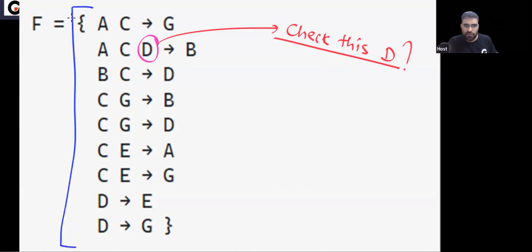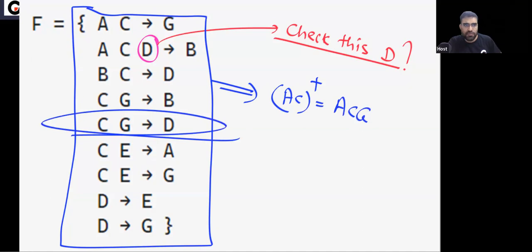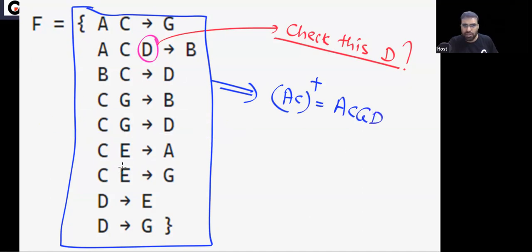In this entire F, you will find what AC plus is. So what is AC plus? AC will give you G. CG will give you D. Then this ACD will give you B. Yes or no? Notice, this ACD will give you B also. So you got B also. What else will you get? ACGDB. This D will give you E also.